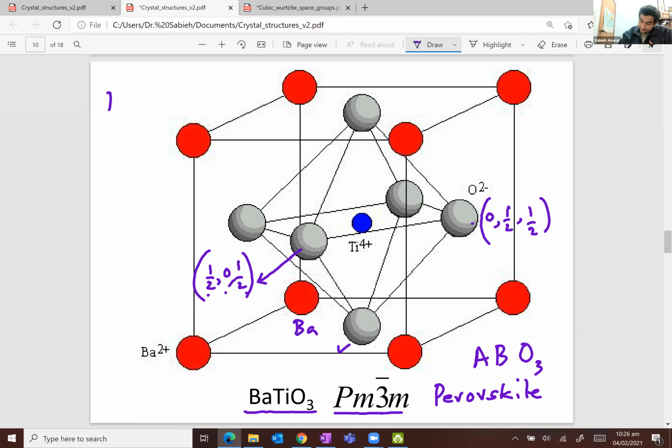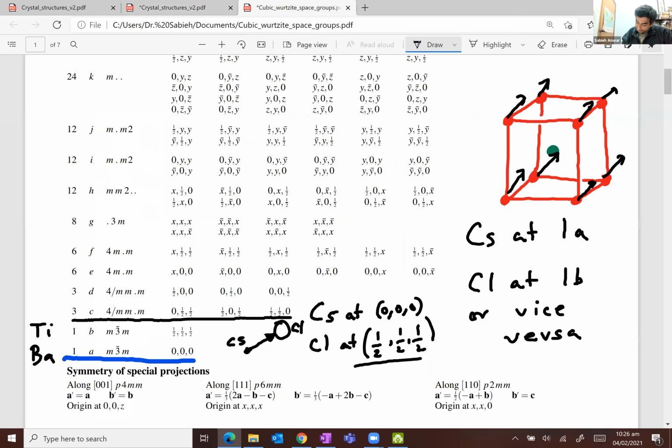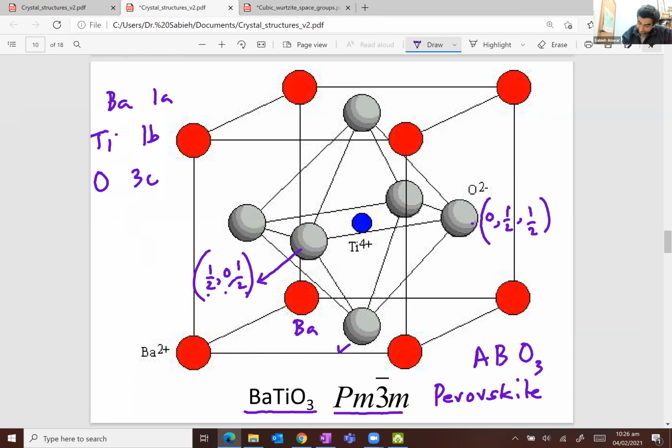There is barium at the location 1A, titanium at the location 1B, and oxygen at the 3C positions. Okay, and what we could also do is the following. Now, if I look at the space group again, 3C: 0 half half, half 0 half, half half 0. I could draw this structure in another fashion.